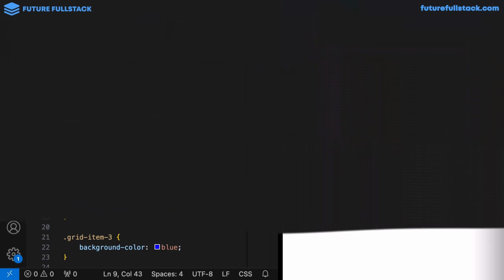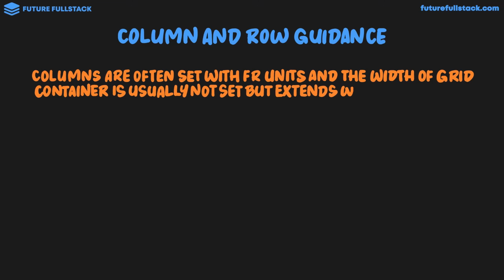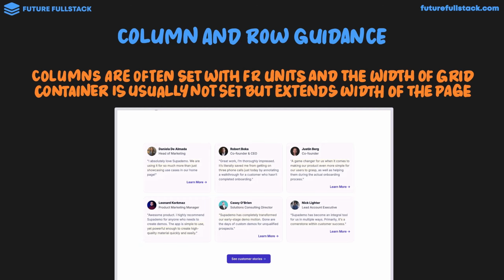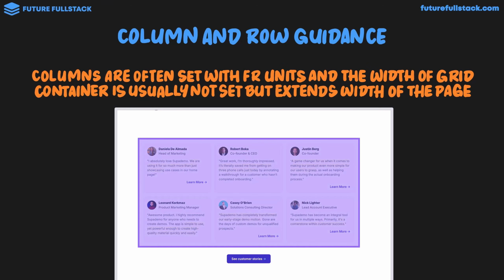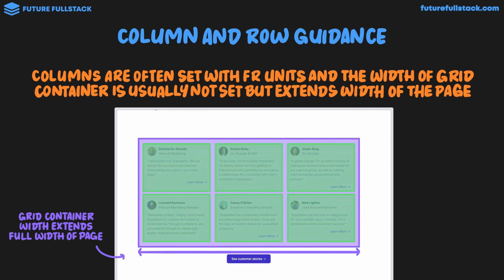Alright, let's finally take a look at some column and row guidance. So the good news is the actual use of rows and columns is fairly simple in practice. Columns are often set with fr units, and the width of the grid container is usually not set, but extends the width of the page. Looking at this page as an example, we have 6 grid items here, which would all be defined in this grid container, where the grid container extends the full width of the page. We have the 6 grid items shown in green, and we have 3 columns, all with equal width, and would each have 1 fractional unit, which very simply defines 3 columns with equal width, each taking up 1/3 of the grid container.